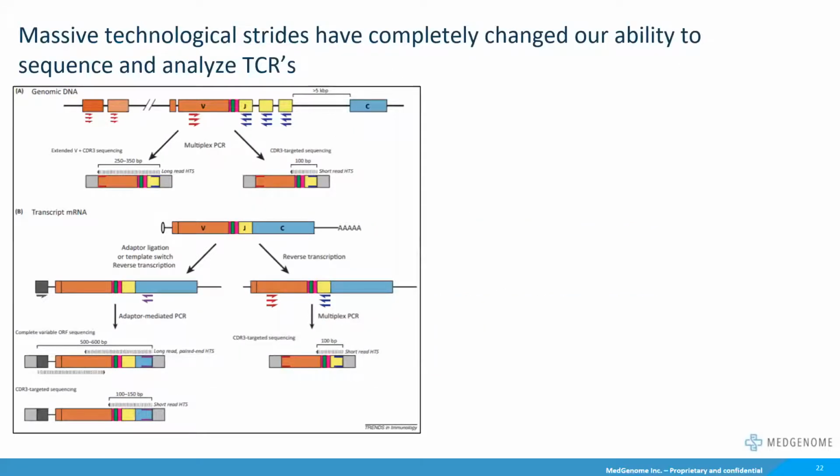Let me also show you this figure, where massive strides have been undertaken in the past few years in how we sequence and analyze TCRs. Single chain sequencing technologies have been instrumental in broadening this understanding of the adaptive immune system and will continue to be extremely important. However, it doesn't describe the combinatorial heterodimeric pairing of receptor subunits.